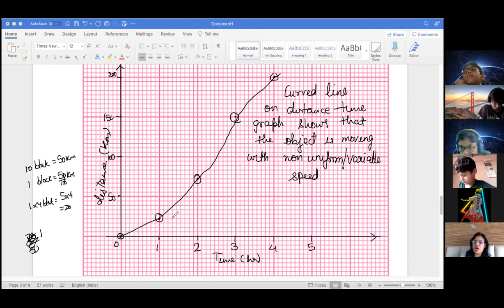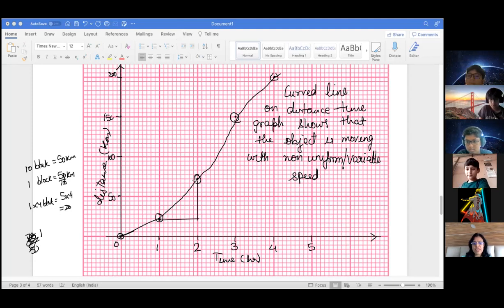Still, you can find out the speed at every point by making a triangle. Here, you have to find the speed, so you will make a triangle between these 2 points. If you have to find speed between these 2 points, it will be different because the slope is different every time. Can you see this? You can make a triangle over here, from here to here.